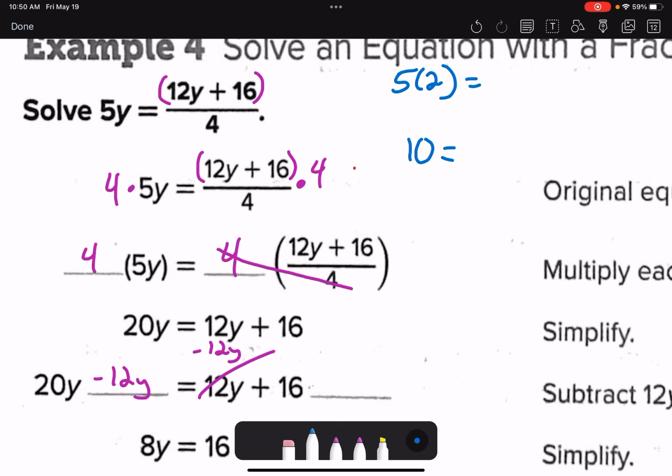I have 12 times 2 plus 16, divided by 4. Okay, well, 12 times 2, what is that? 24. And 24 plus 16 is 40. And 40 divided by 4 is, in fact, 10. I am correct. Both sides work.